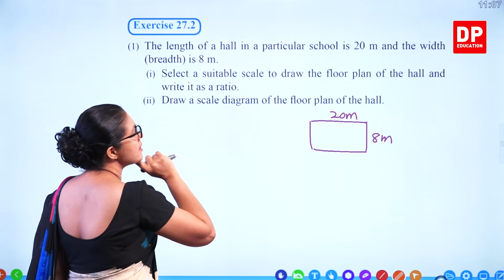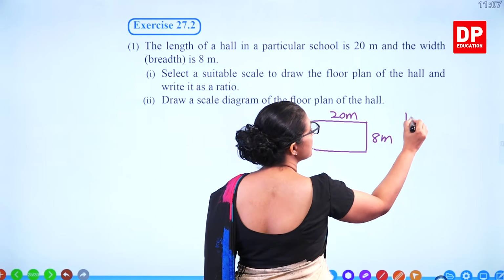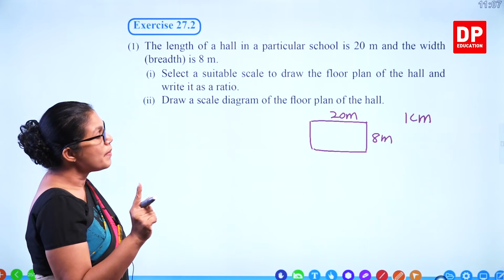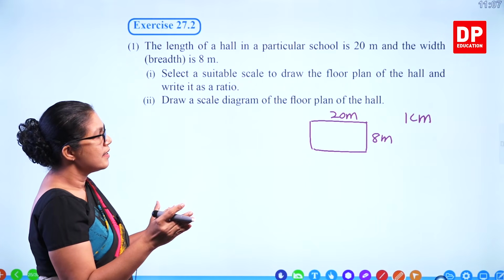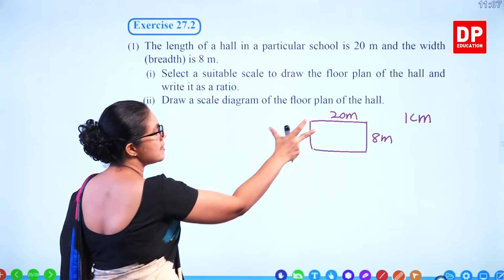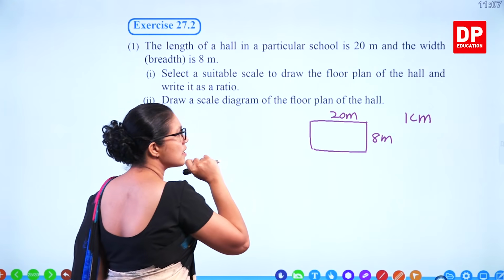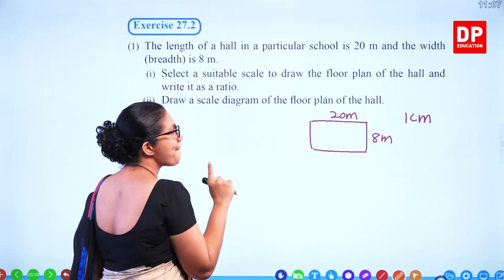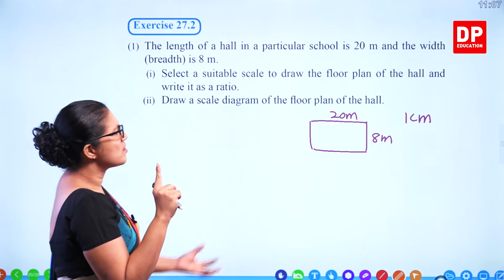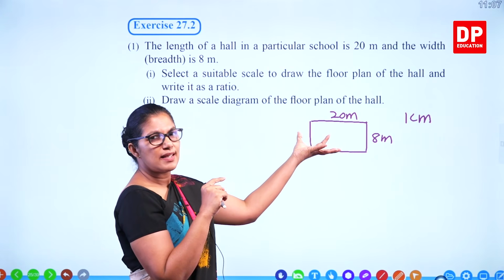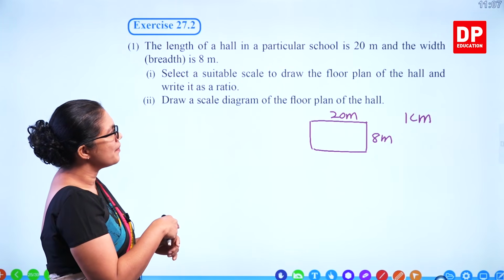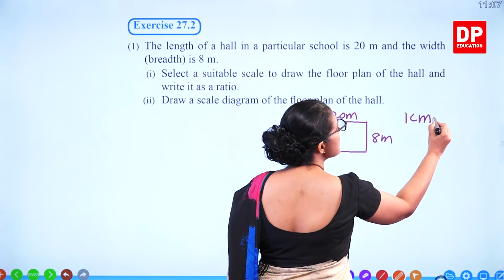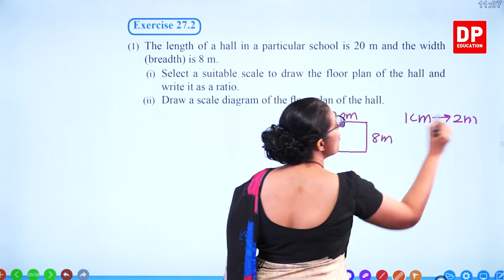If you take 1 centimeter represent 2 meters, you have to take 10 and 4. So 10 centimeter and 4 centimeter. If you take 10 meters is 1 centimeter. So that's too small. 2 centimeters here. So which one is suitable? So we'll take 2 meters. So 1 centimeter represent 2 meters.